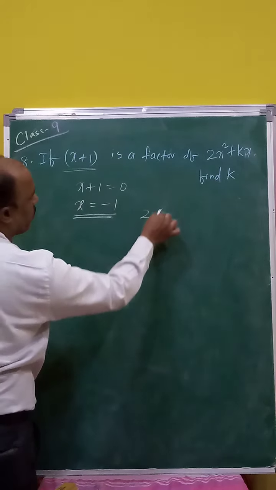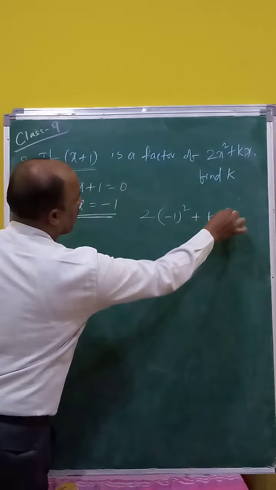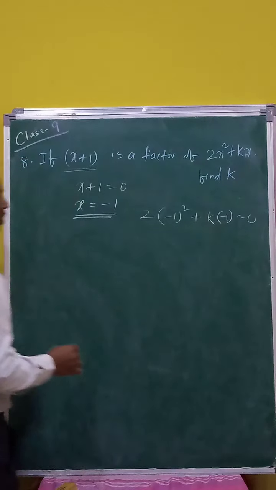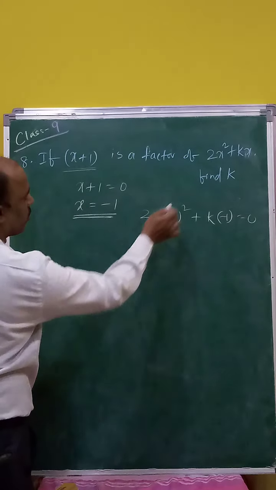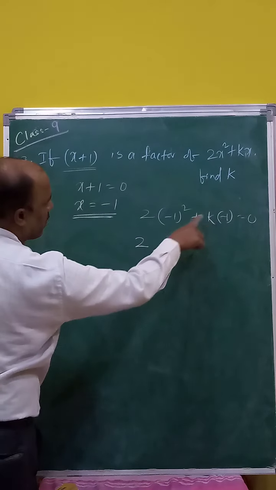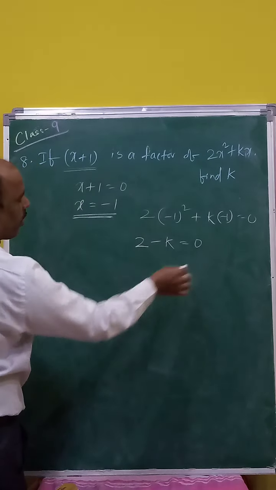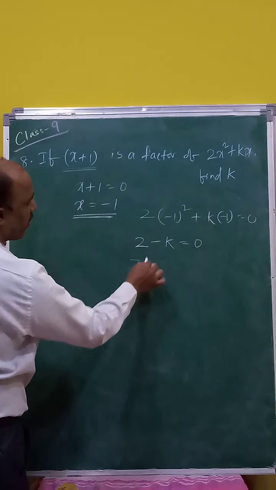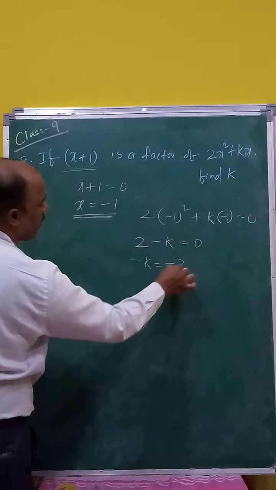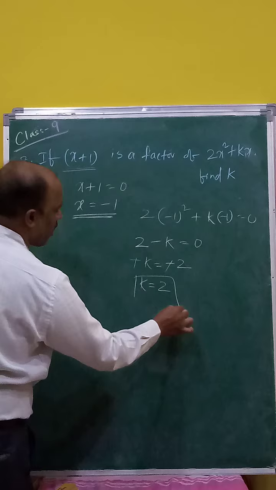Apply directly 2 into minus 1 whole square plus k into minus 1 is equal to 0. Okay. Then minus 1 whole square, what is? Plus 1 only. 2 ones are 2. Here minus into plus minus, k is equal to 0. Take it to the right side, minus k is equal to minus 2. Minus cancel, then k is equal to what is answer? K value is 2.